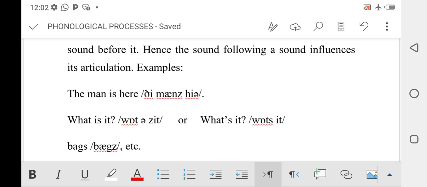Okay, now we have this other one. What is it, or what's it? Okay, let's not look at the first one. Let's look at the second one. What's it. In what's it, we have what is it. Now the "is" has been shortened to join itself with what. The T in what is a voiceless sound, so the shortened S remains in its voiceless nature, and so we have what's it. That is regressive assimilation.